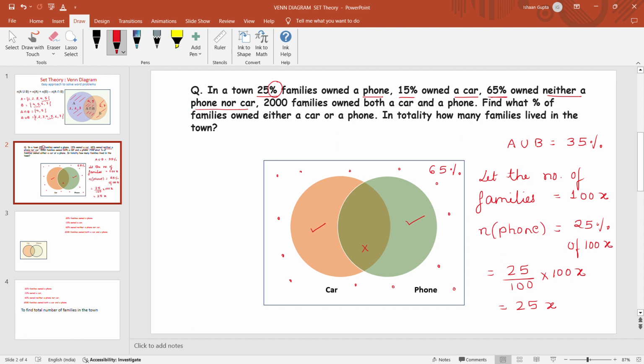Plus it has been given that 15% owned a car. So we can directly write 15x here. Here we have 25x, and A union B has been given to me as 35% of 100x, that is 35x. So we have this data here. Plus we have another data, 2000 families owned a car as well as a phone. So that means 2000 comes in here.